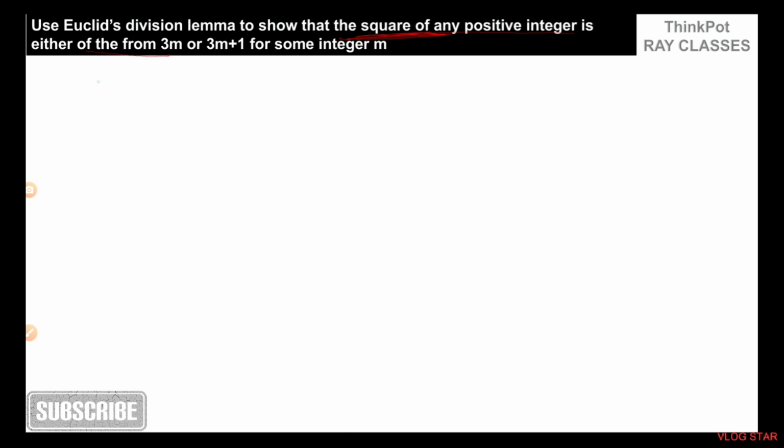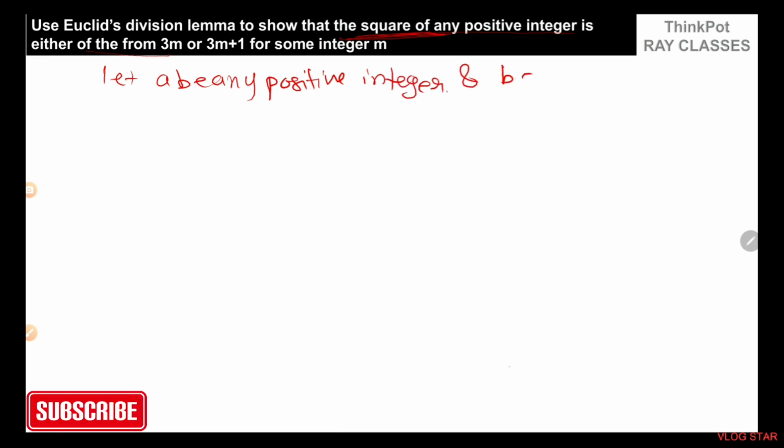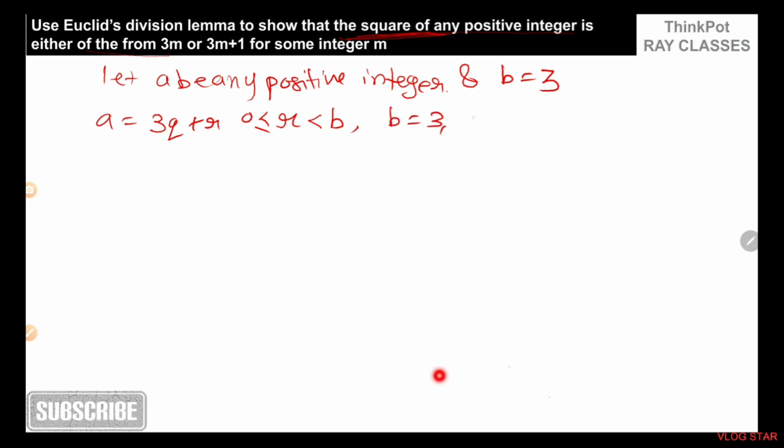So what we can say? We can say let a be any positive integer and b is equal to 3. If b is equal to 3, then as per Euclid division lemma, a can be written as 3q plus r, provided your value of r is less than b and more than or equal to 0. So since here value of b is 3, the value of r can be 0 or it can be 1 or it can be 2.